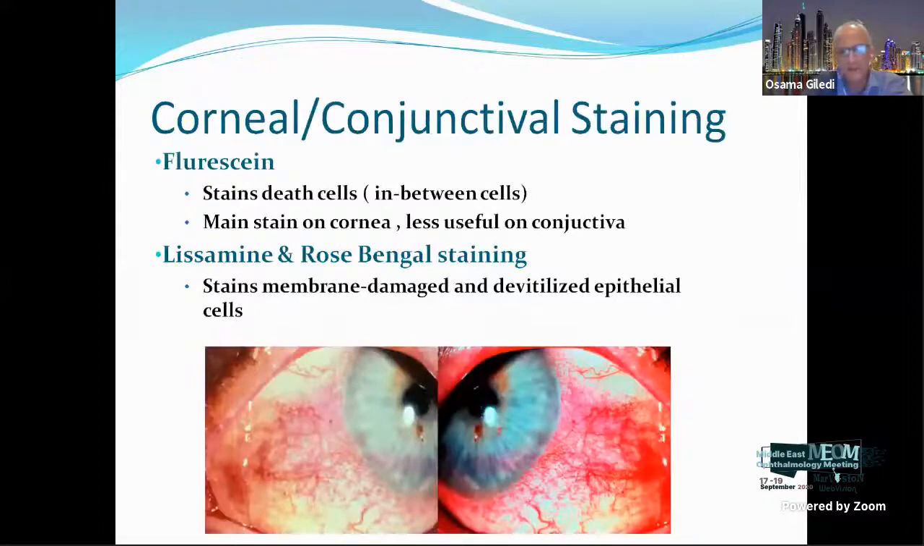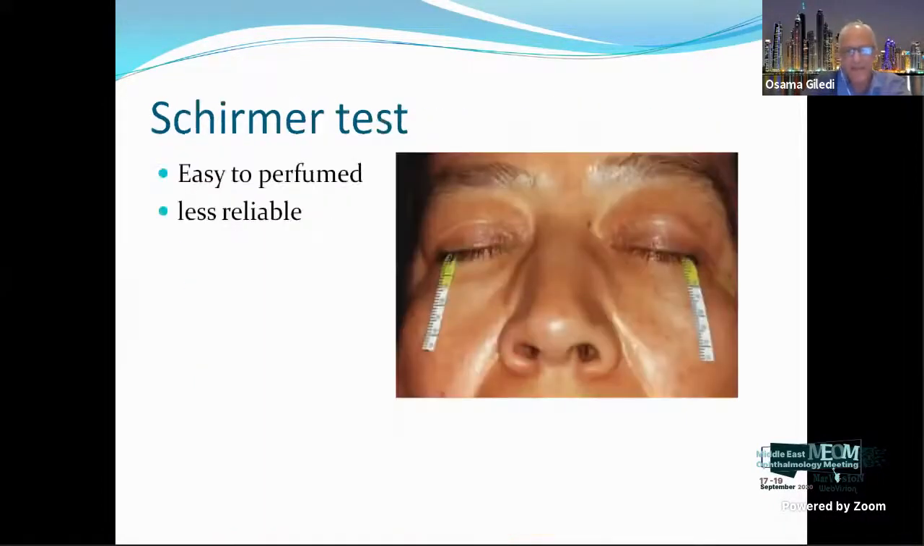The other tests we usually do in a normal clinic: we use fluorescein drops to see if there's any staining. But the problem with fluorescein stain is that it mainly stains the cornea, not as much the conjunctiva. It's much better to use Lissamine green or Rose Bengal to assess dry eye, because you see the devitalized epithelial cells better, especially in the conjunctiva. But the problem with Rose Bengal is that it stings a little bit. The Schirmer test is very easy to perform, but really is not very reliable, so it can give you a wrong message about how dry the patient is.